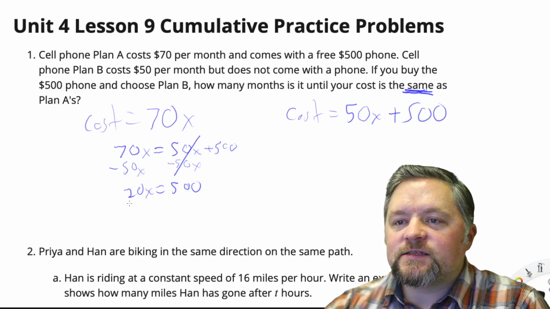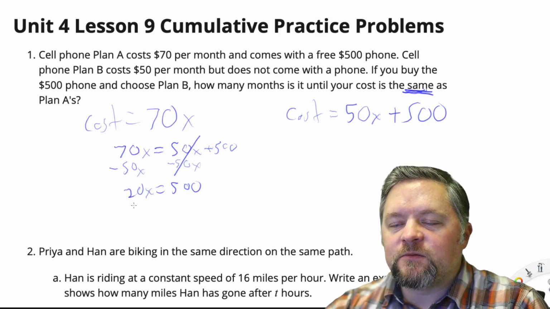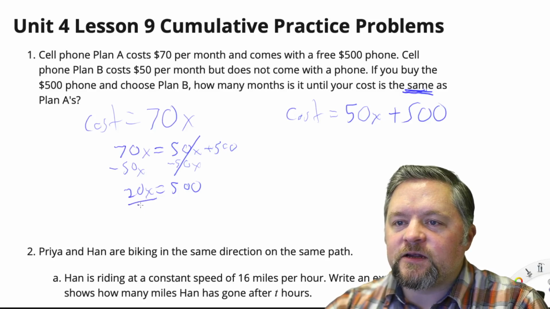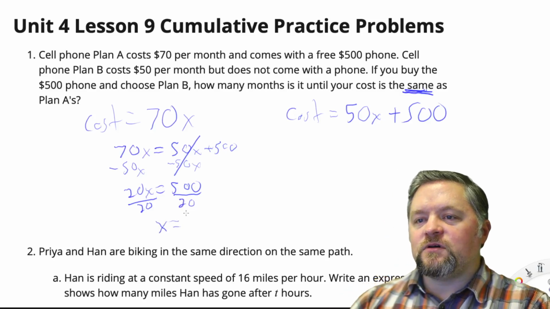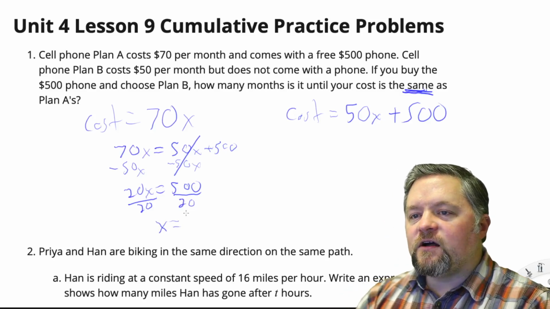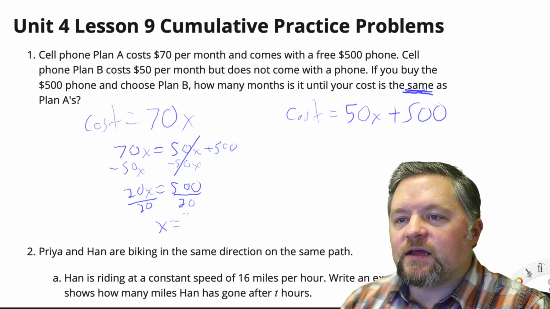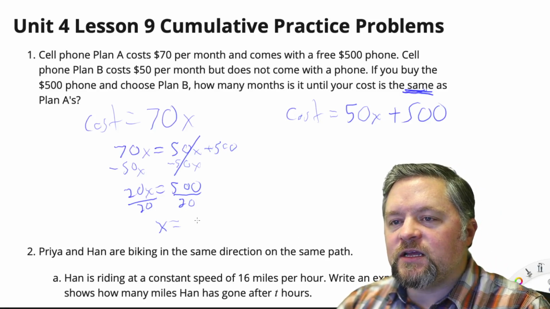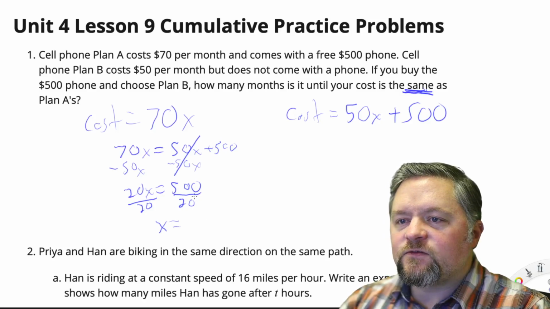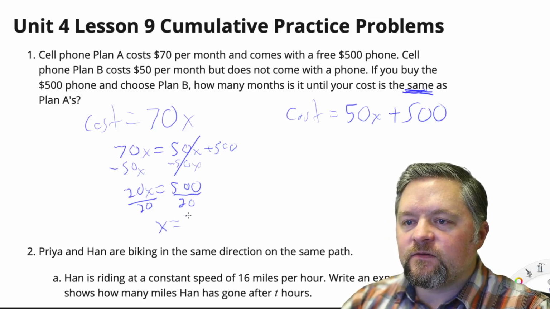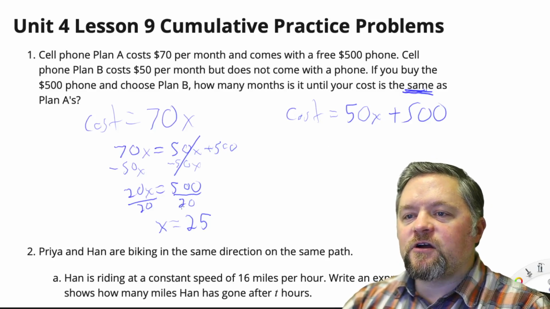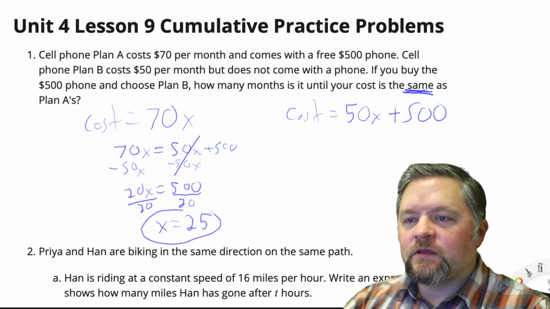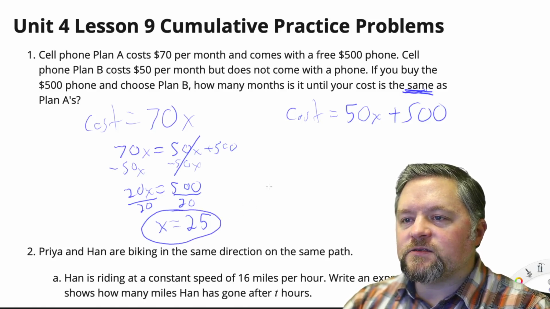Now what have we got to do? Well, to get x by itself, we got to get rid of multiplying by 20. To undo multiplying by 20, we divide by 20. Do it to one side, do it to the other. X equals 500 divided by 20, which is 5 20s and 100, 25. How many months until your cost is the same? 25 months.